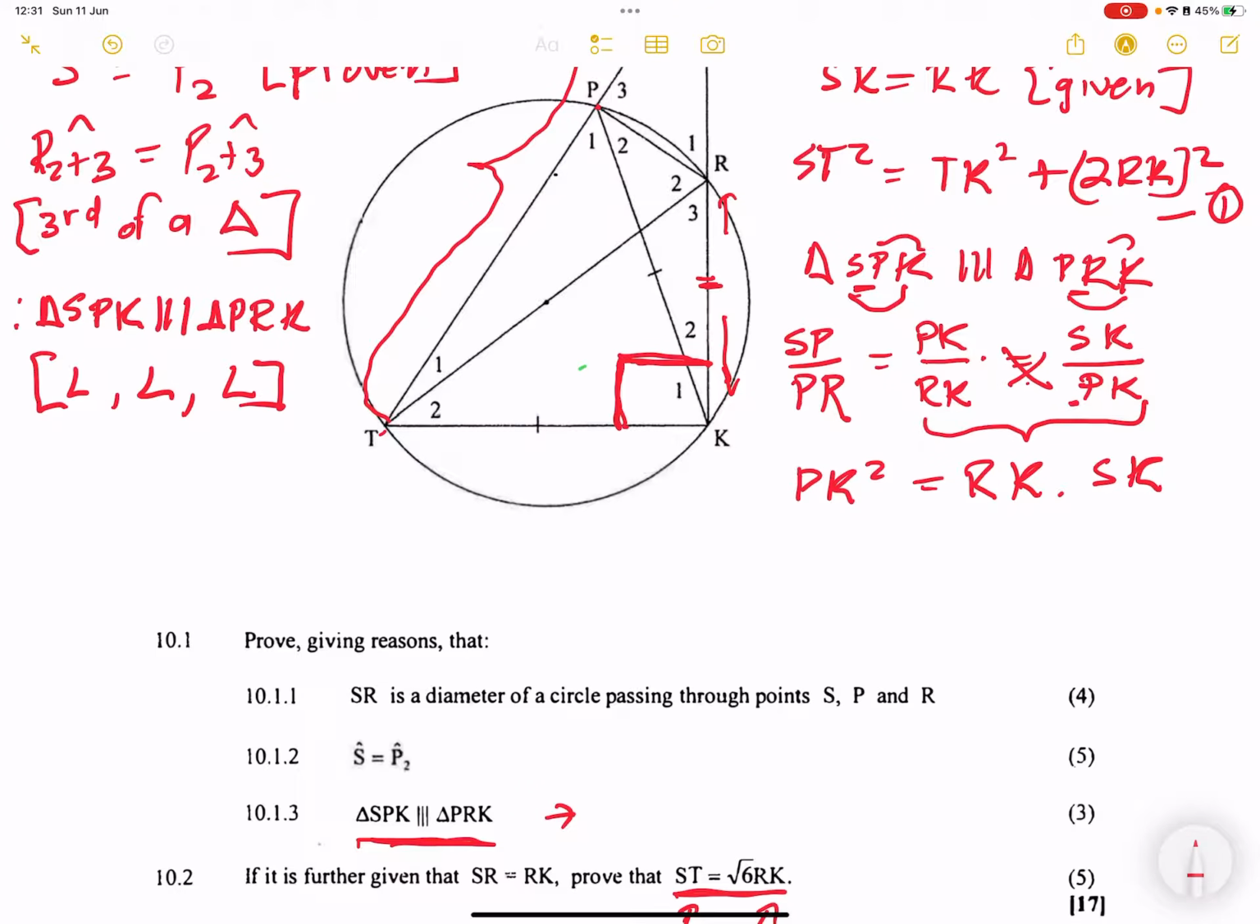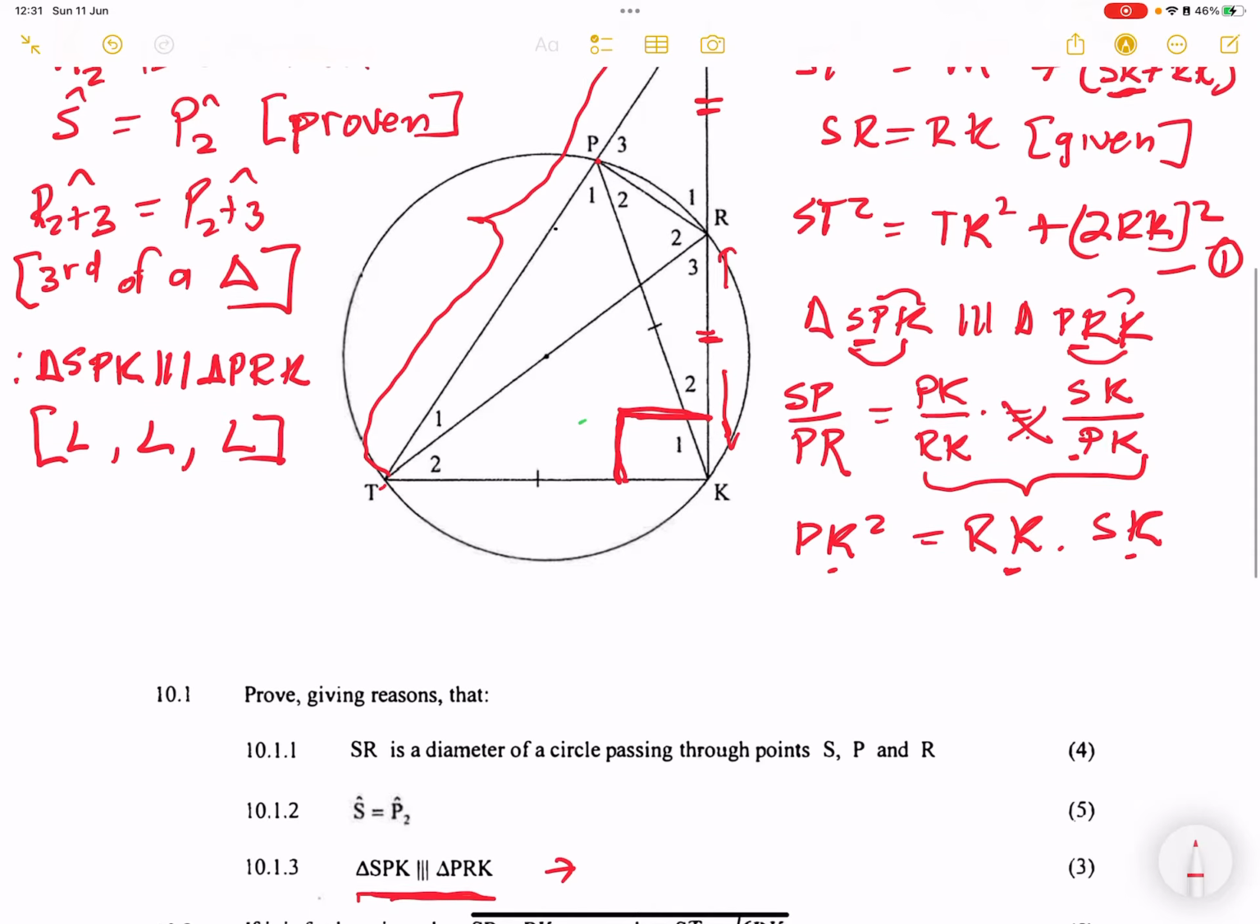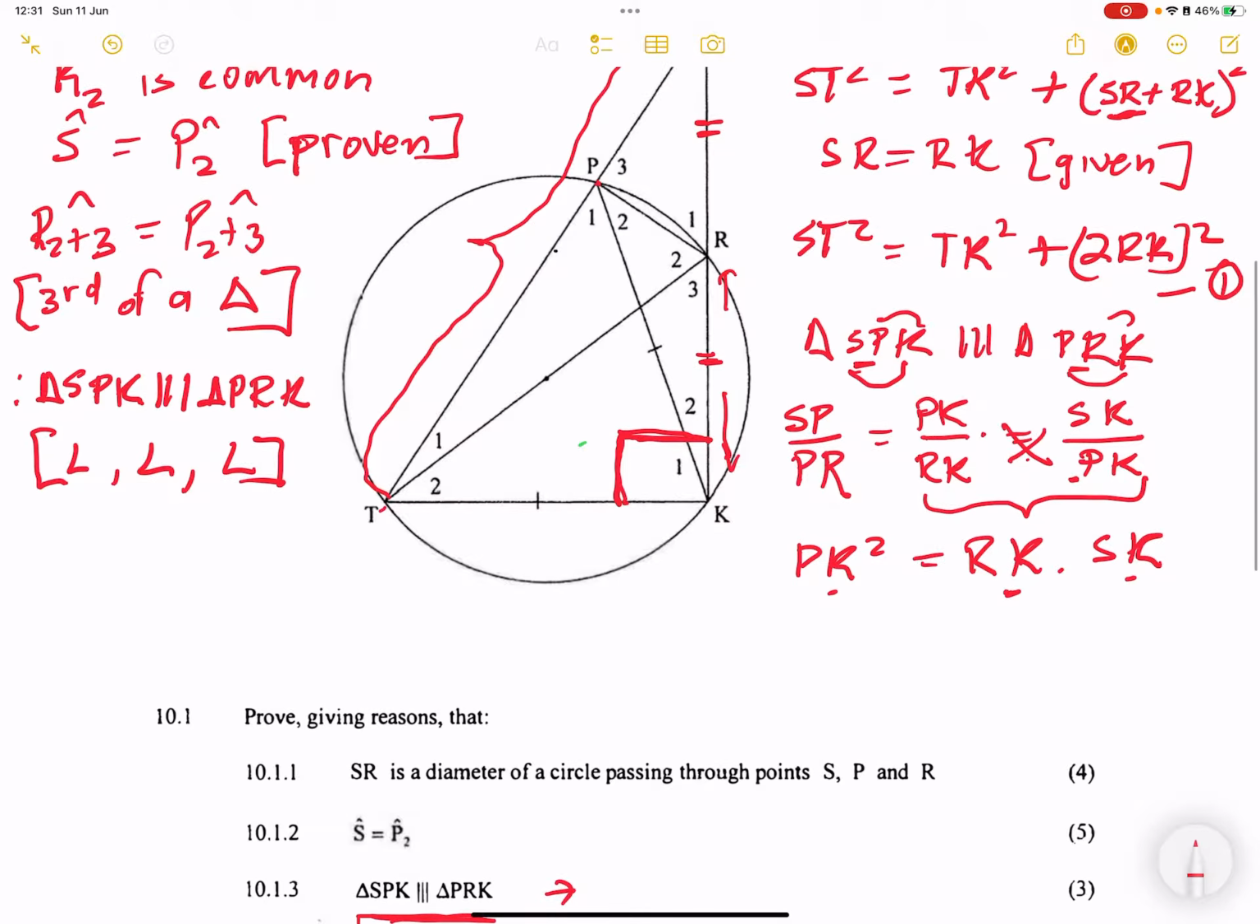So in this case, I think we are almost there. We've got PK squared is equal to RK times SK. But I want you to keep in mind, if you look at PK, we had said that PK is actually equal to TK. So we said PK is actually equal to TK.